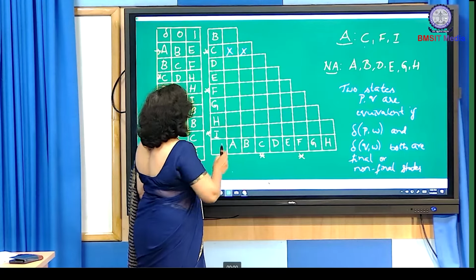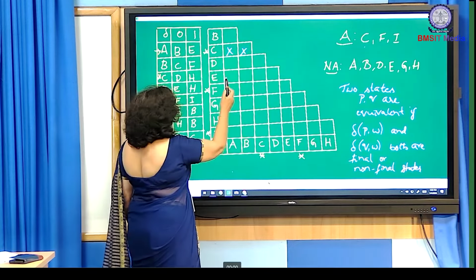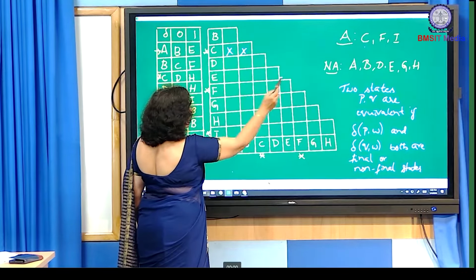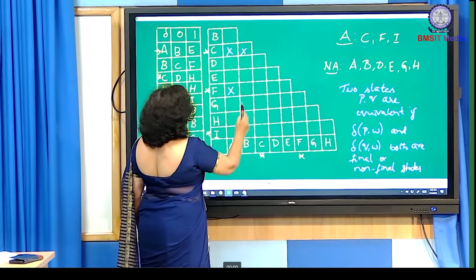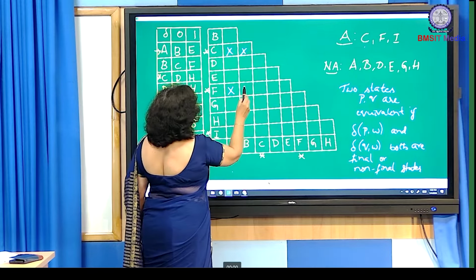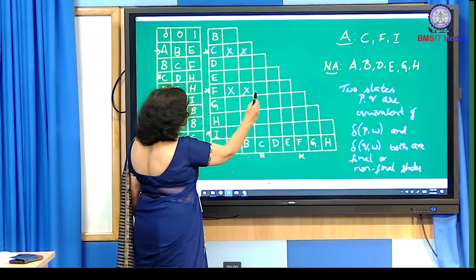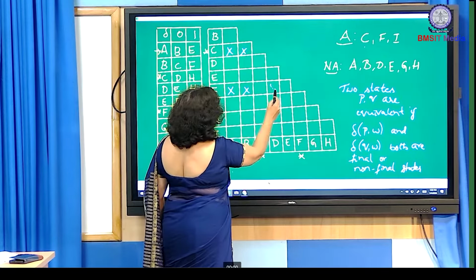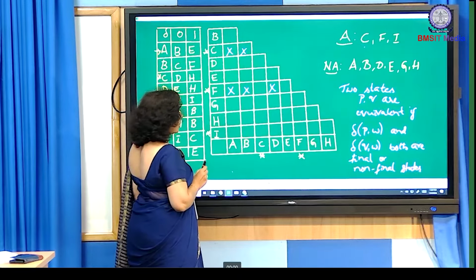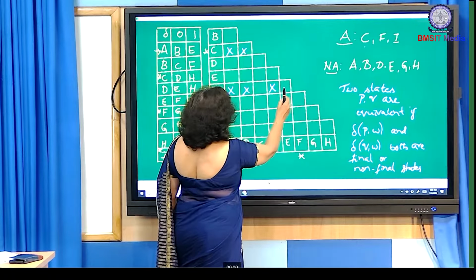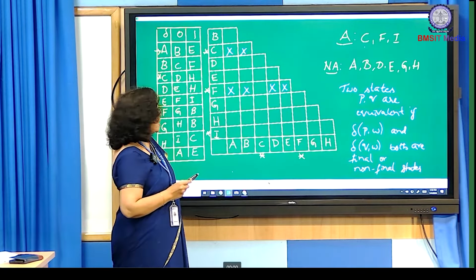I make an entry. Then I choose this row F. What is this cell? This is AF. One is non-accepting, the other is accepting, so I can make an entry. What about BF? Yes, I can make an entry. CF: both are final, so I can't make an entry. DF: one is final, one is non-final, that is, one is accepting and the other is non-accepting, so I can make an entry. EF: one is accepting, the other is non-accepting, yes, I can make an entry.